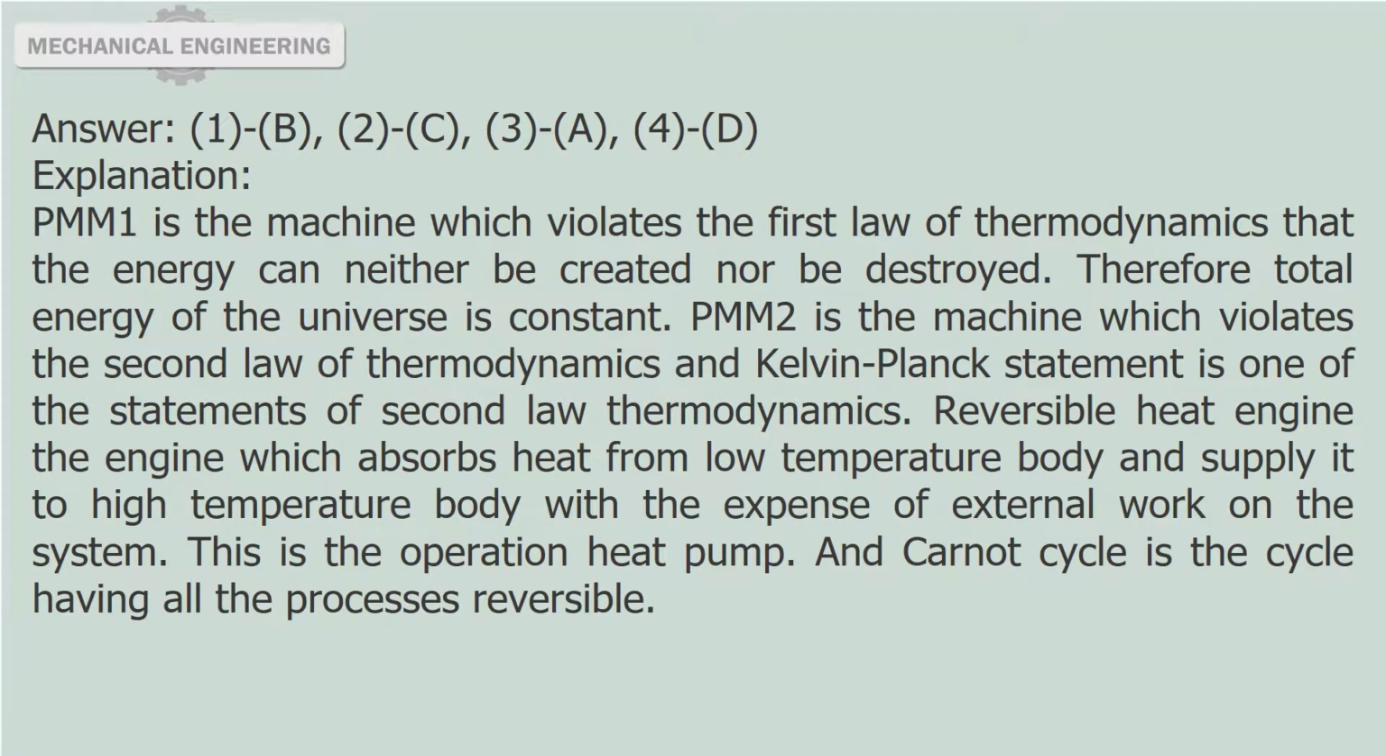Answer: 1-B, 2-C, 3-A, 4-D. Explanation: PMM1 is the machine which violates the first law of thermodynamics, that energy can neither be created nor be destroyed. Therefore total energy of the universe is constant. PMM2 is the machine which violates the second law of thermodynamics and the Kelvin-Planck statement, as one of the statements of the second law of thermodynamics. Reversible heat engine: the engine which absorbs heat from a low-temperature body and supplies it to a high-temperature body with the expense of external work on the system. This is the operation of a heat pump. And Carnot cycle is the cycle having all the processes reversible.